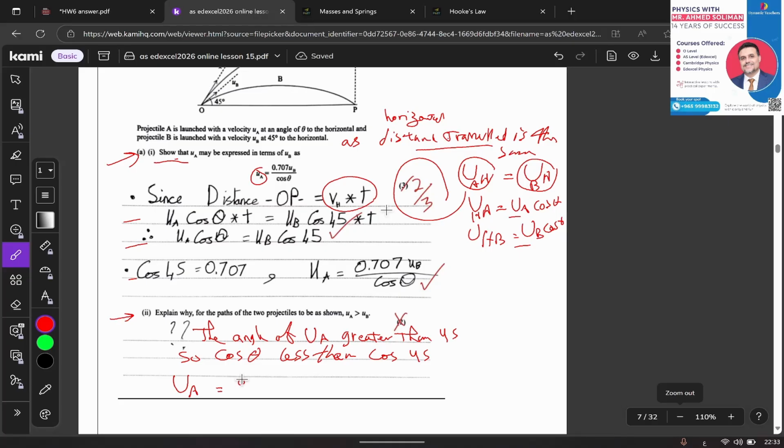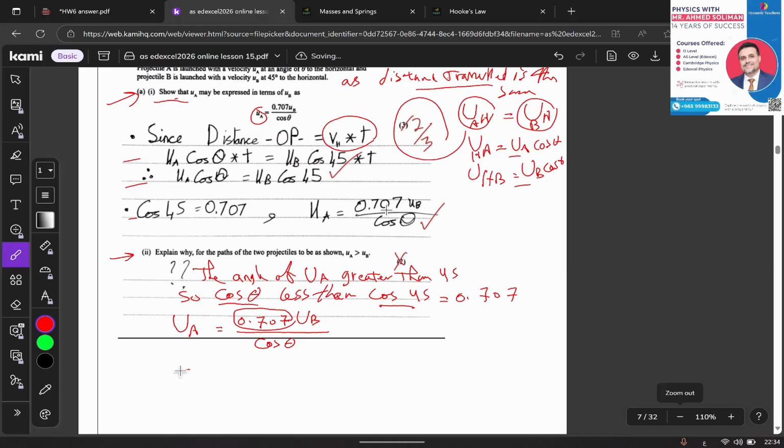So now, as we said before, this is UA equals 0.707 UB over cosine theta. And as we said, cosine theta is less than what? 0.707, right? So UA will be greater than UB because 0.707 over cosine theta will be greater than 1.